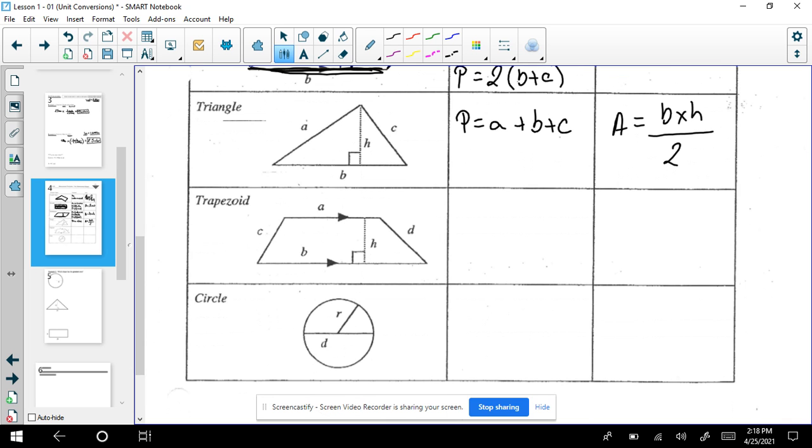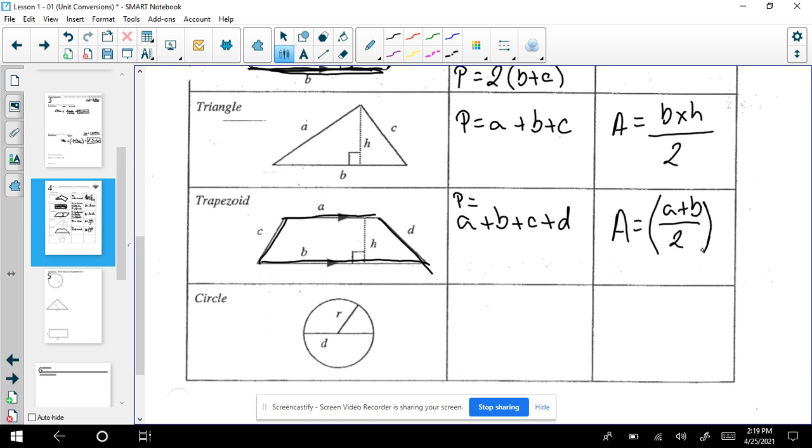So for my trapezoid, we're going to have my A plus my B plus my C plus my D all the way around. So I would have P equals A plus B plus C plus D. And for my area formula, we would have A equals, and I would put in a bracket, A plus B divided by 2, right? So my top and my bottom divided by 2, and then I would multiply that by the height. So height is found in the middle of it.